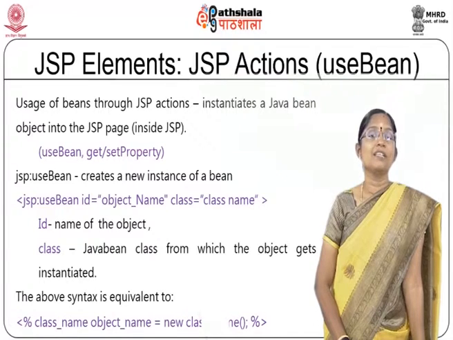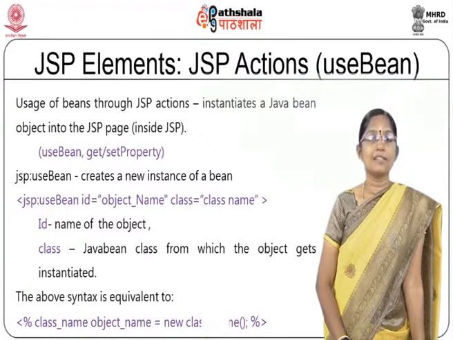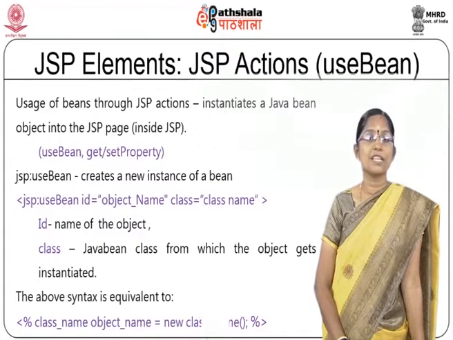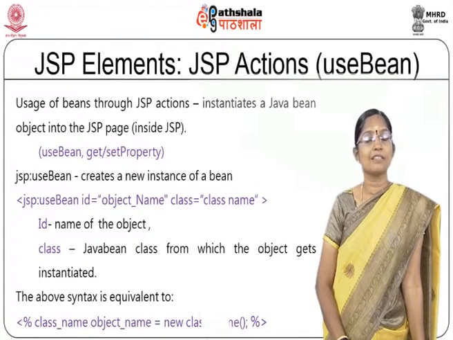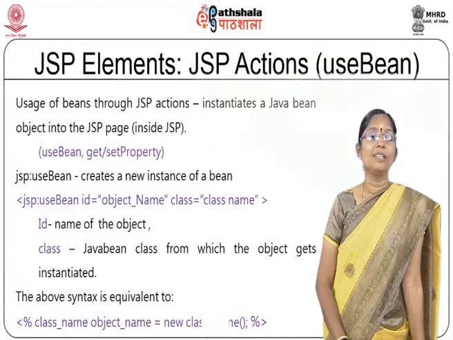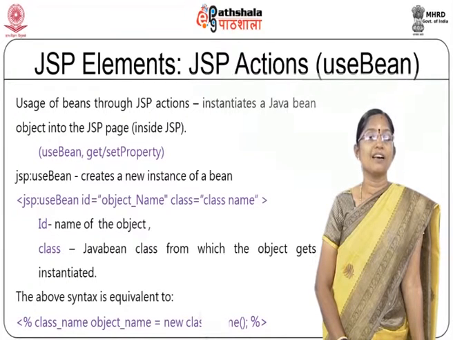Along with the useBean tag, we can make use of two more tags called getProperty and setProperty. Now you can go through JSP useBean. useBean means creating a new instance of a bean class. Along with that, the bean ID represents the name of the object, and class is the Java bean class from which the object gets instantiated.